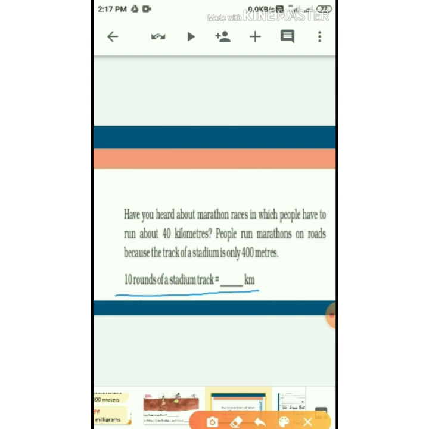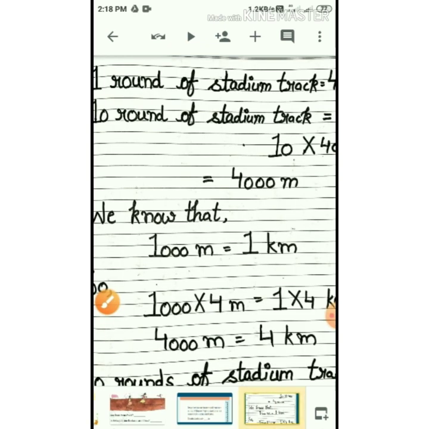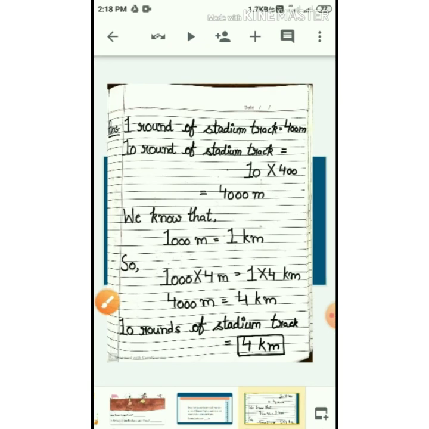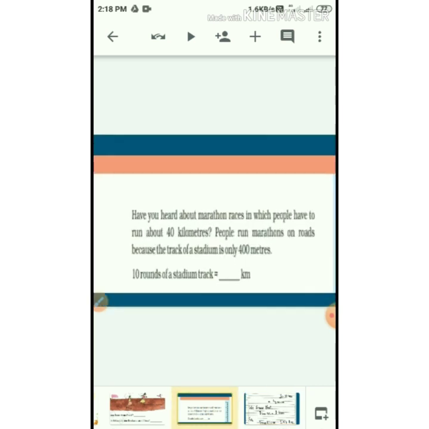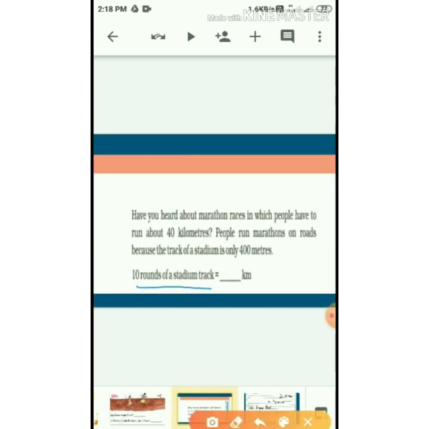Okay, so for this, it is given that 1 round of a stadium track is equal to 400 meter. So that means 1 round of a stadium track is equal to 400 meter. Okay, class, but we have to find out for 10 rounds.